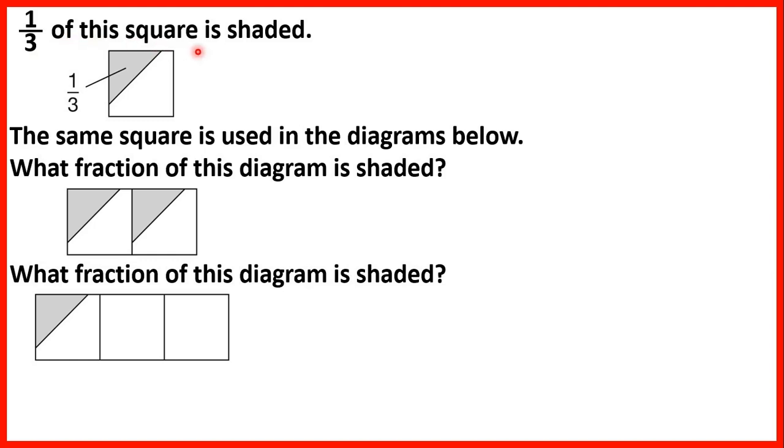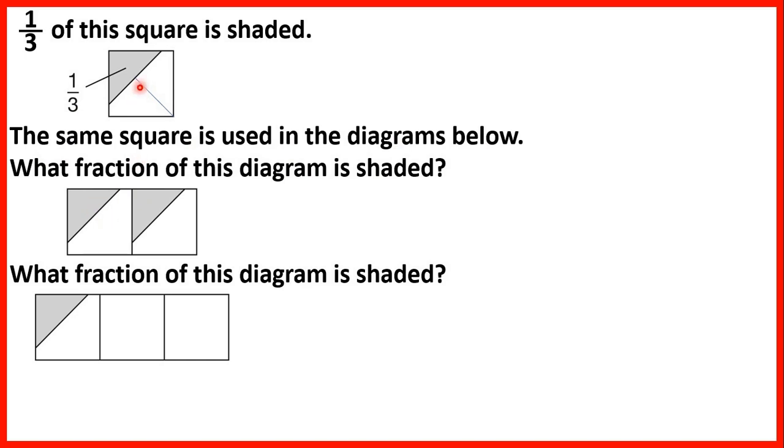1/3 of this square is shaded, so they've told us that this is 1/3, but the square isn't divided into 3 pieces. So to make this question easier to solve, if we divide the other piece in half, that will give us 3 pieces altogether, so make it clearer that this shaded piece is 1/3. The same square is used in the diagrams below. What fraction of this diagram is shaded?